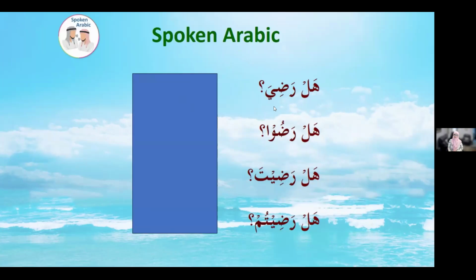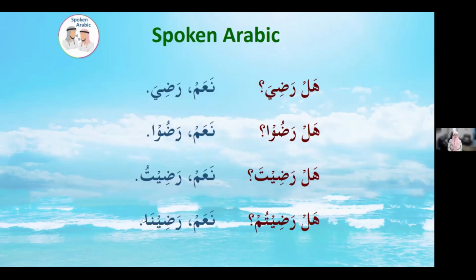Hal Radiya? So Radiya, he was pleased. So was he pleased? Naam Radiya. Hal Radu? Naam Radu. Hal Radita? Naam Raditu. Hal Raditum? Naam Raditum. Radina. MashaAllah. All the answers are correct. Hal Radiya? Naam Radiya. Hal Radu?